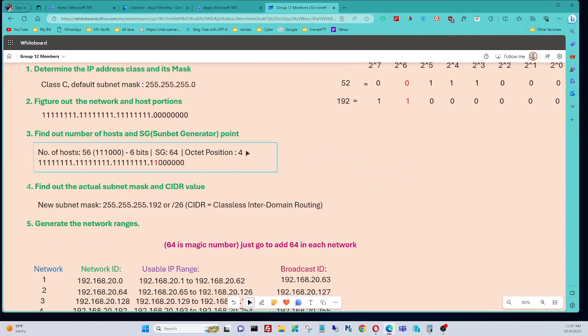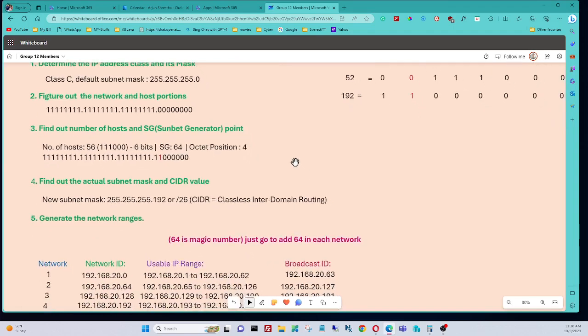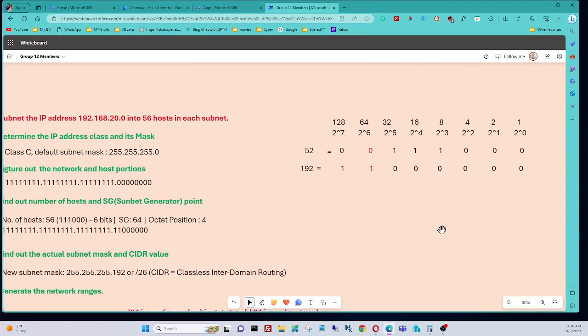Okay, now we figured out our 6 bits for the 56 hosts, and we figured out the subnet generator. This is our subnet generator, because this one we can use, because the other is not enough for the hosts. That's why we are using 64 here, right? This is the 7th bit, right? So that's why this is your subnet generator. And where you have to change, always go to the 4th octet. This is done. When you figure out this one, I just put one here in red, because we are using this bit.